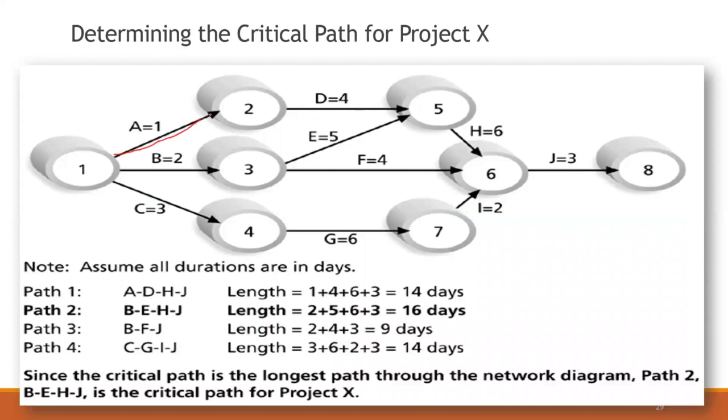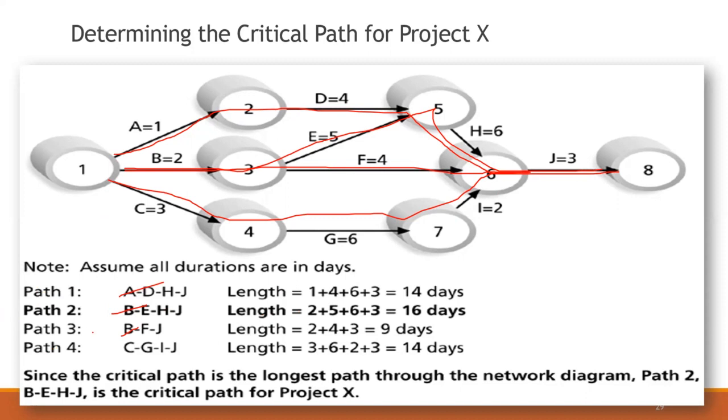Okay, so another example has been given. Here we have the first path, A, D, H, J. The second one is B, E, H, J. The third one is B, F, J. And the fourth one is C, G, I, and J. So 4 paths are there, and the durations are given.